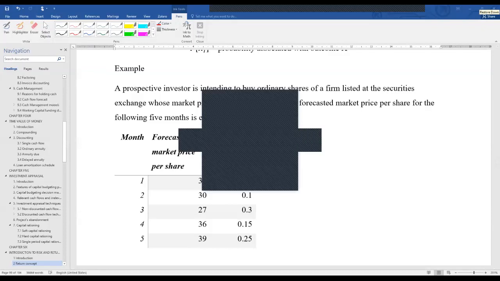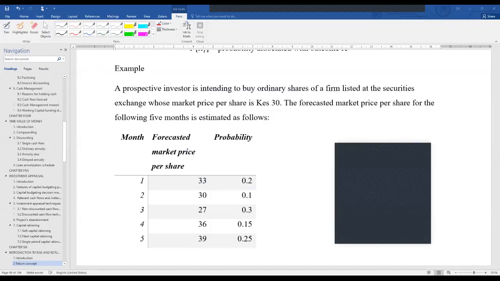Someone is saying my screen is not clear. Can you all see my screen? Can you see my screen? Yes, I can see it, but it's coming up. Okay, yeah.